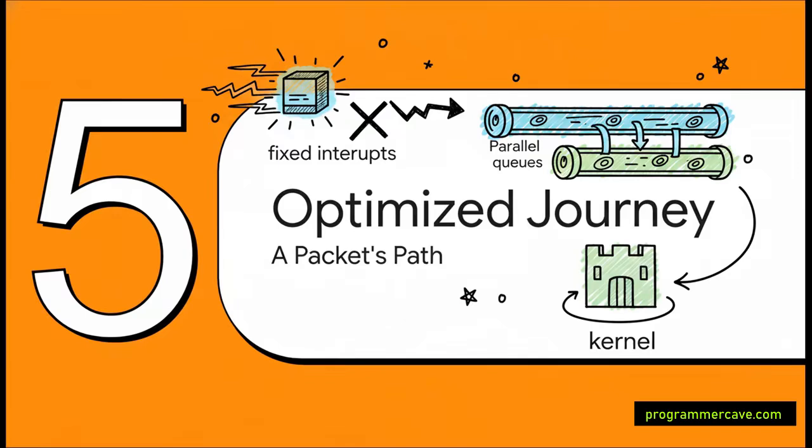Okay, let's put it all together now. We've tackled interrupts, we've added parallel queues, and we've bypassed the kernel. So what does the journey of a single packet look like now in this fully optimized stack?